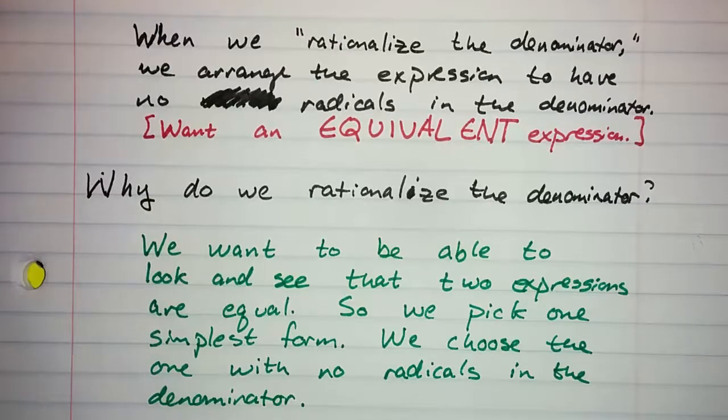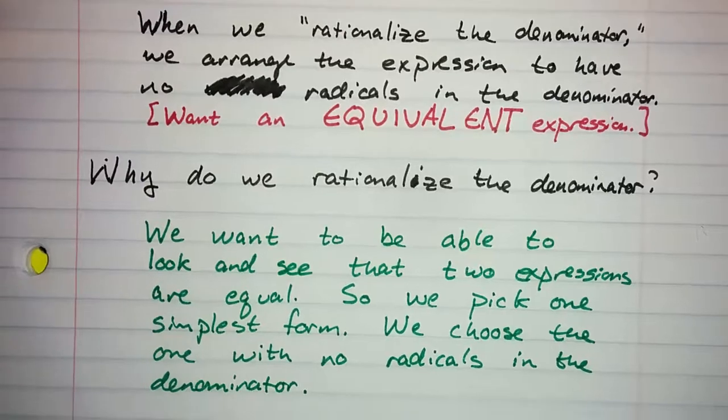We make the choice that we will call the simplest form of an expression with radicals the one that has no radicals in the denominator. Now there are other reasons to do this other than we just pick. Sometimes it's nicer to work with something rational in the denominator. But for our purposes, we have to pick something, and the one we picked is enough. All right.